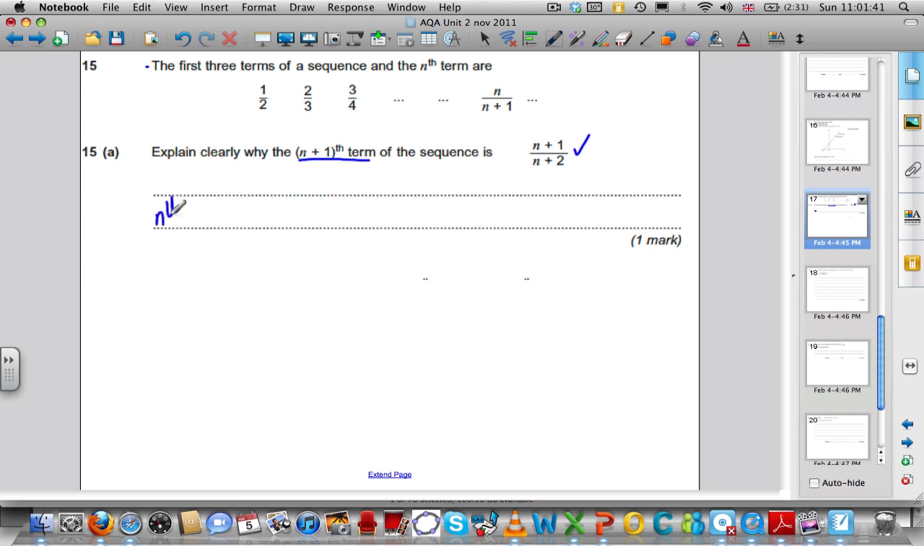Well, if we know the nth term is n over n plus 1, then the n plus 1th term is simply where we substitute n plus 1 into this formula for n. Because if we wanted the 5th term, we'd put 5 in for n. If we wanted the 100th term, we'd put 100 in where we see n. We want the n plus 1 term, so we put n plus 1 in every time we see n. And we would therefore get n plus 1 over n plus 2, as required.